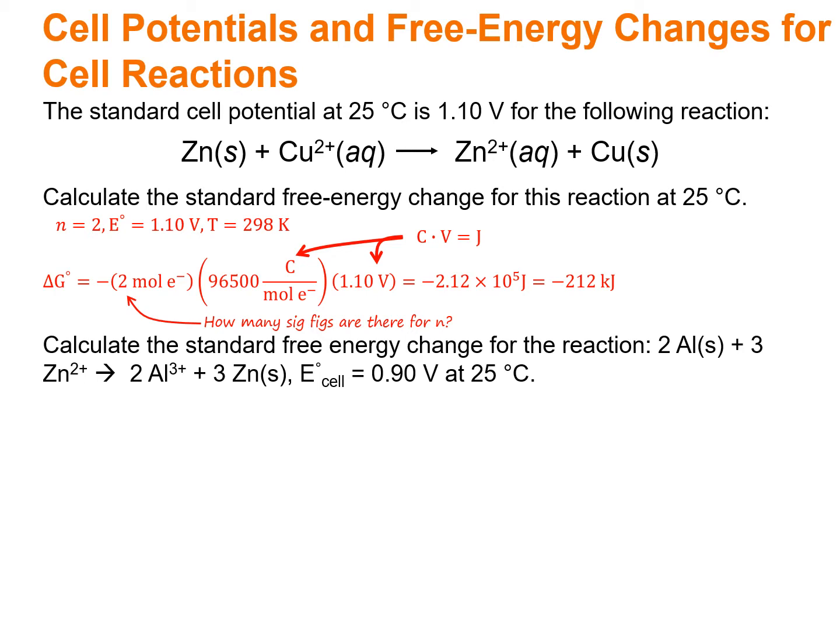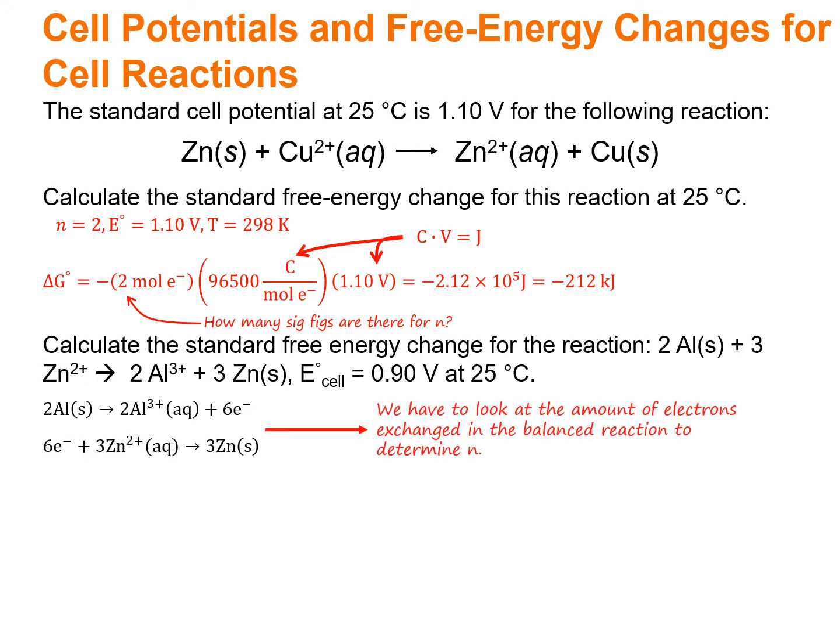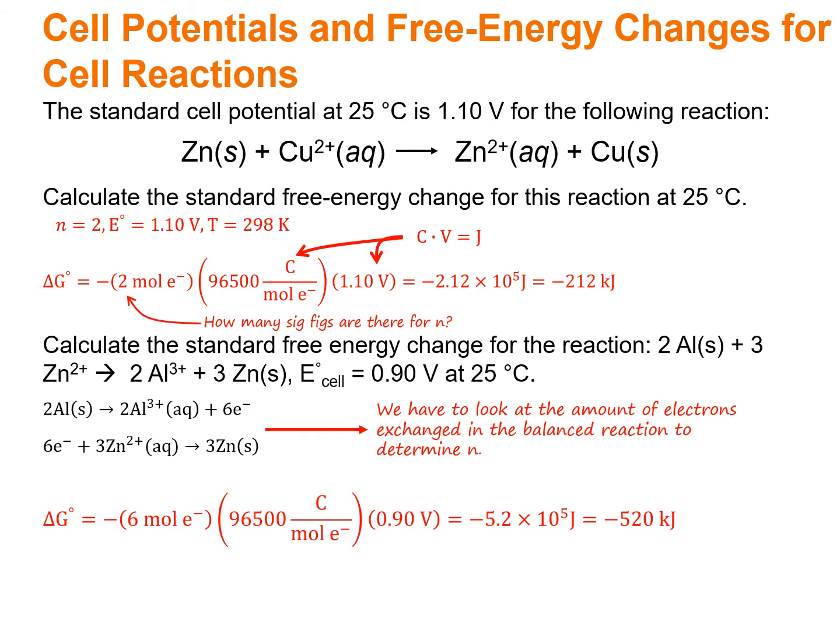Well, we have to look at the actual reaction here. If we look at the half reactions, we have 2 aluminum going to 2 aluminum 3 plus, and we get 6 electrons, and 6 electrons plus 3 zinc 2 plus go to 3 zinc. So you have to look at that balanced reaction when you add it up, to where you can cancel out all the electrons. That's going to be your value for N. Since we have to exchange 6 electrons in order to balance this, then N equals 6 for this particular problem. So we plug that in, and we get negative 5.2 times 10 to the 5 joules, or negative 520 kilojoules in that case.